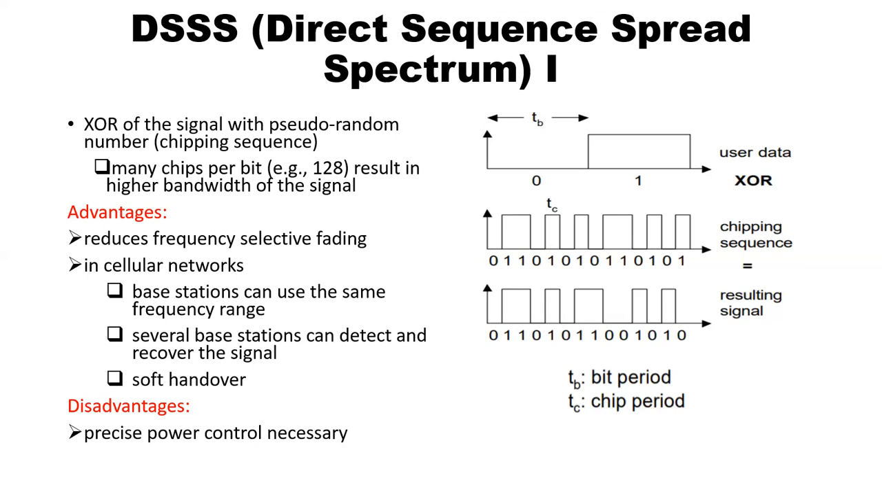Here, for example, I have taken user data 0 and 1. Now, this user data is going to be XORed with a chipping sequence, which is given here: 0, 1, 1, 0, 1, 0, 1, 0, 1, 1, 0, 1, 0, 1. By doing the XOR with this chipping sequence and the user data 0, 1, we will get the resultant signal: 0, 1, 1, 0, 1, 0, 1, 1, 0, 0, 1, 0, 1, 0. Where TB is the bit period, that is the time taken for one bit, and TC is the chip period, that is the time taken for one particular bit in the chipping sequence.